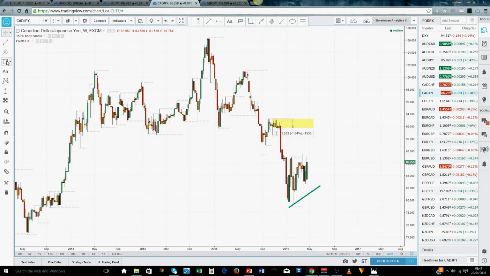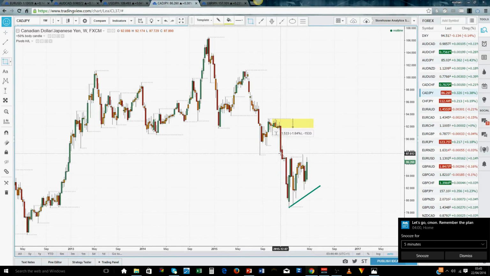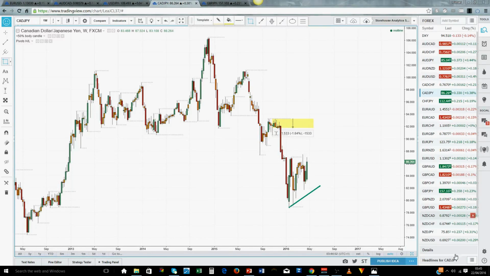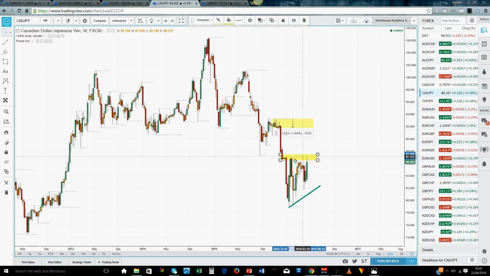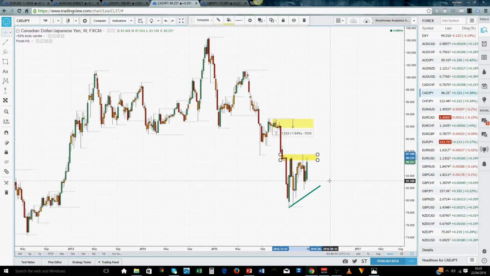Okay, now just bear in mind also, we still have this supply zone that price has really struggled to get through. So we want to be careful not to say, right, that's our fresh, and ignore this one. We're still battling through this. Yes, we have an uptrending trend line using these two. We can't use this one yet because we haven't broken above this high.